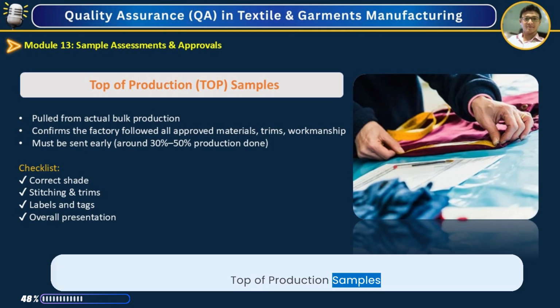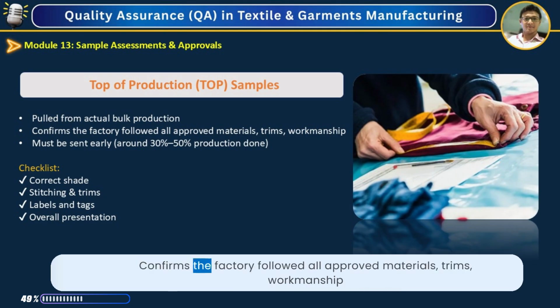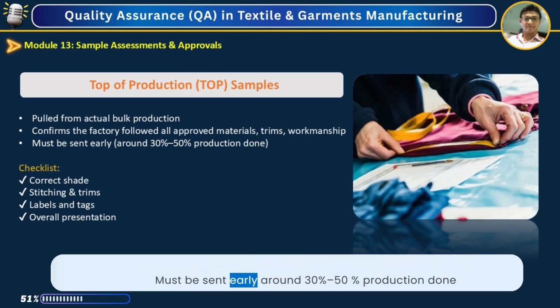Top of production samples. Pulled from actual bulk production. Confirms the factory followed all approved materials, trims, and workmanship. Must be sent early, around 30%, 50% production done. Checklist: correct shade, stitching and trims, labels and tags, overall presentation.